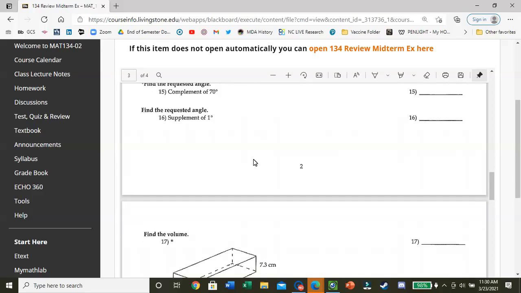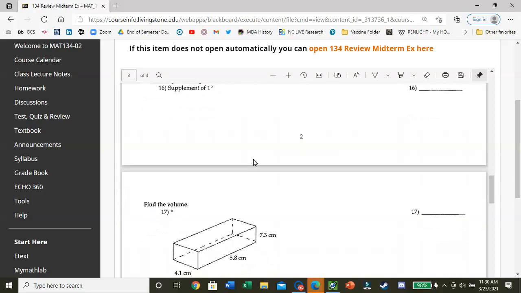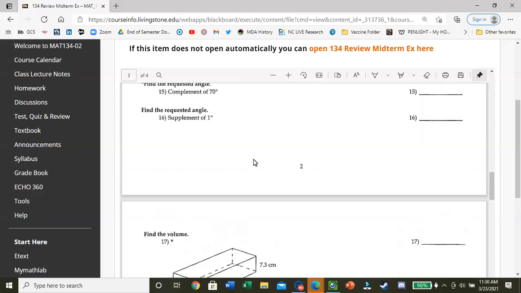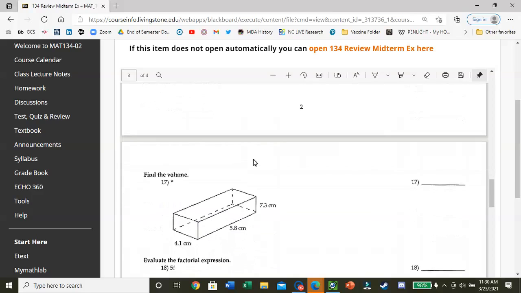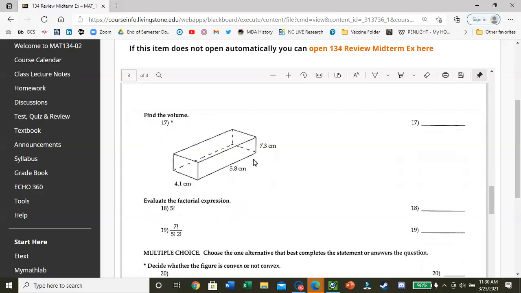Any questions with 16? Supplement. What does supplement mean? 180. They add up to 180, right? So you just subtract from 180. Okay. Number 17, find the volume. What's volume for a box? Is it length times height? That's right, times width. You just multiply the length times width times height, right? Okay. Anybody want to see that worked out? Are we good?